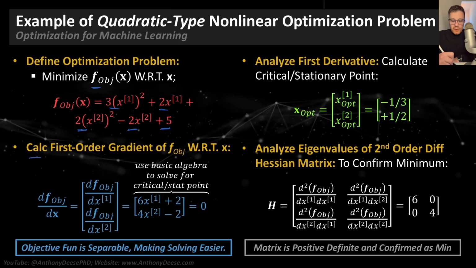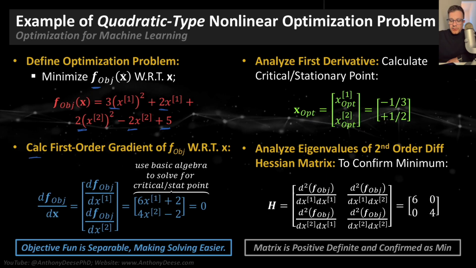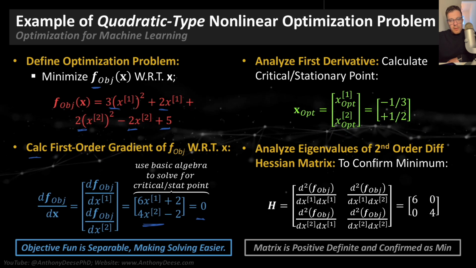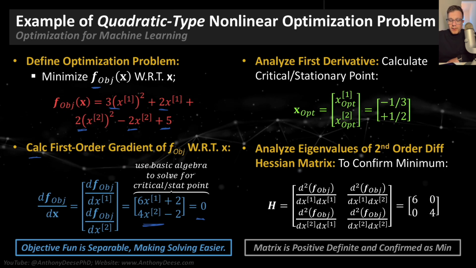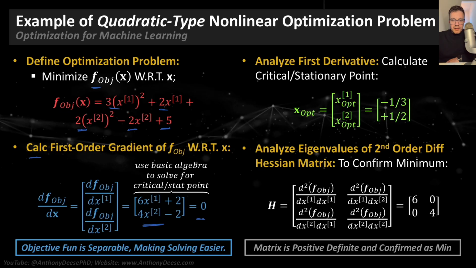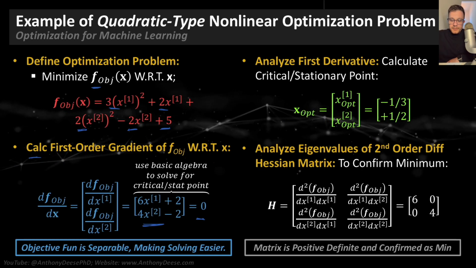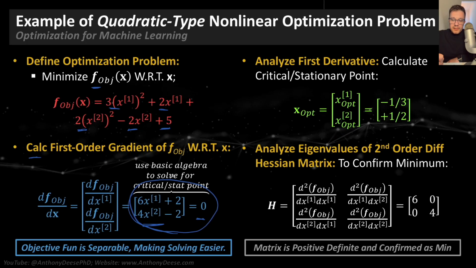Next, we calculate the first order gradient of the objective function with respect to x, and we end up with these two expressions that we set equal to 0 because ultimately, we're looking for the critical or stationary point. Now, this objective function is separable, making the solving process easier. Now this right here is relatively easy to solve.